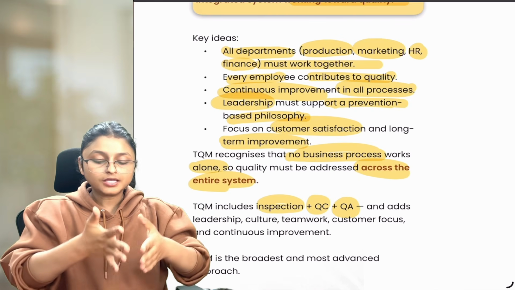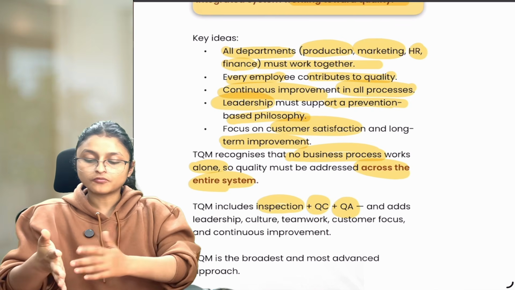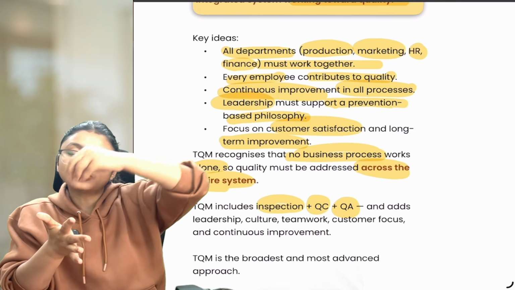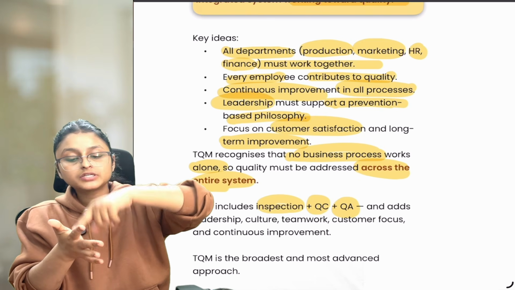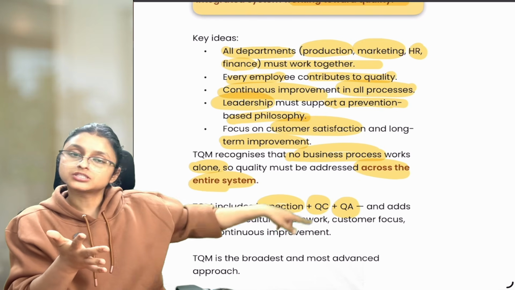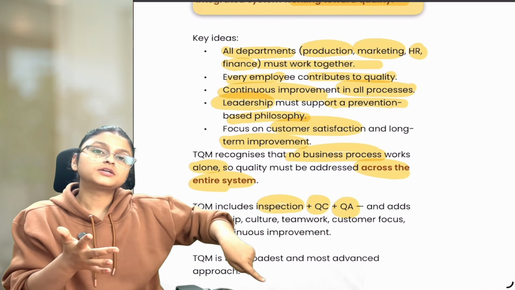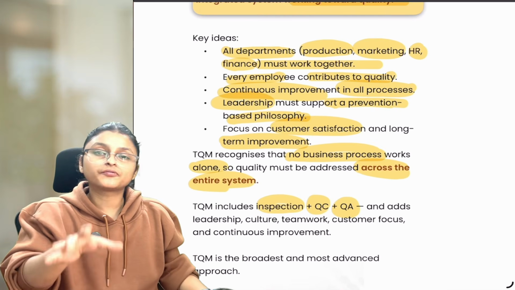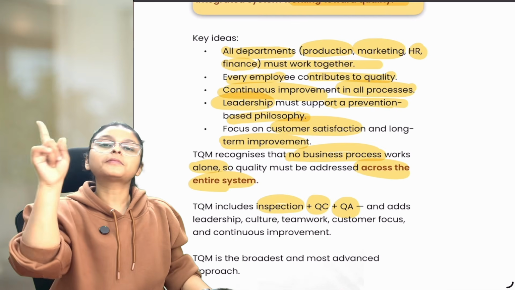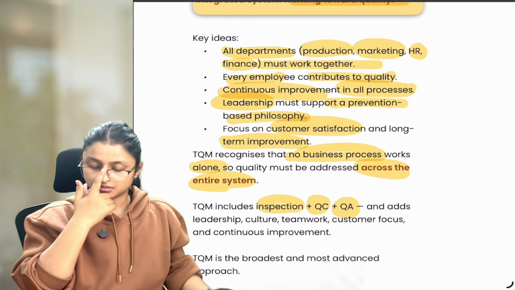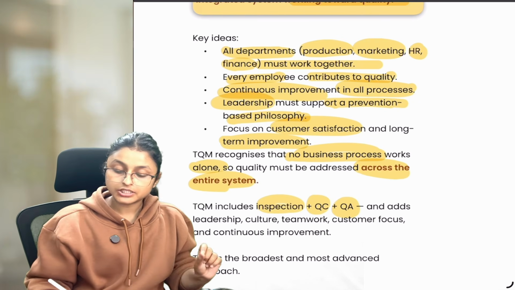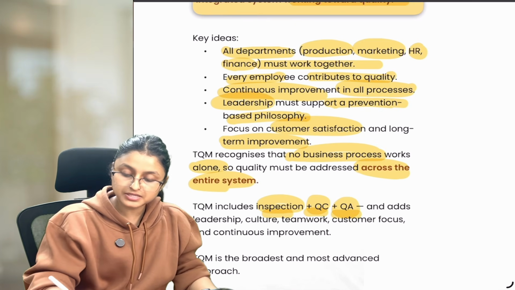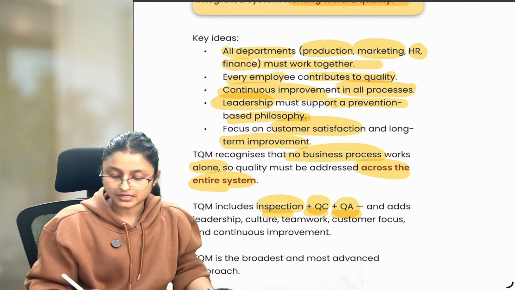So whenever in the evolution stage we are moving forward, we are not leaving the other techniques. We are going to use all of them together. Even in TQM, you are going to use inspection. You are going to use quality control. And TQM is completely based on quality assurance, that prevention will be there, but from everyone in the organization. Done? So TQM includes inspection, quality control and quality assurance, but with that we add some more things like leadership.